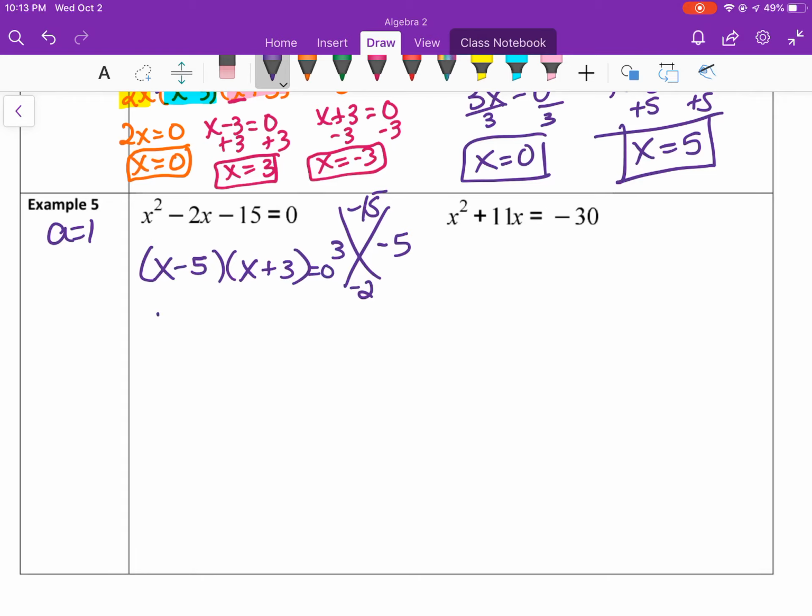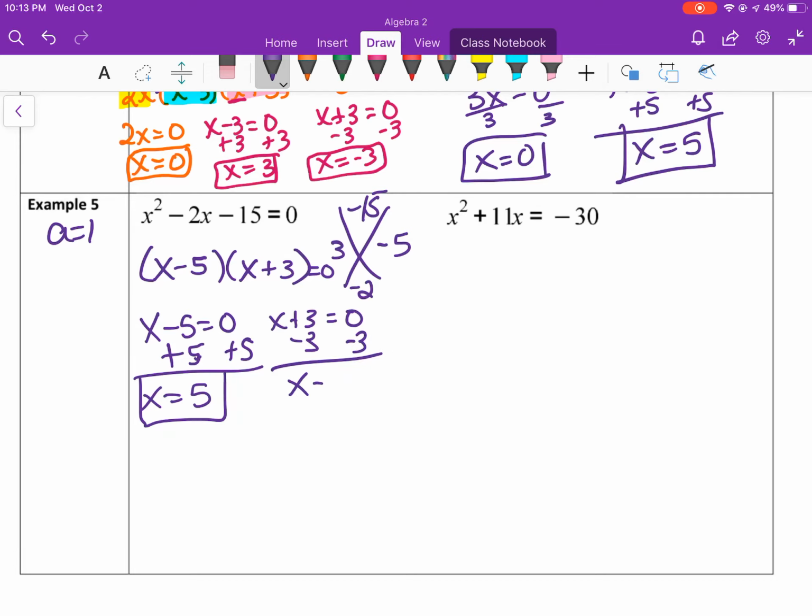Since that's equal to 0, you set each factor equal to 0. And add 5 to get x equals 5 is one answer. Over here, I'm going to have to subtract 3, and x equals -3 is my second answer.